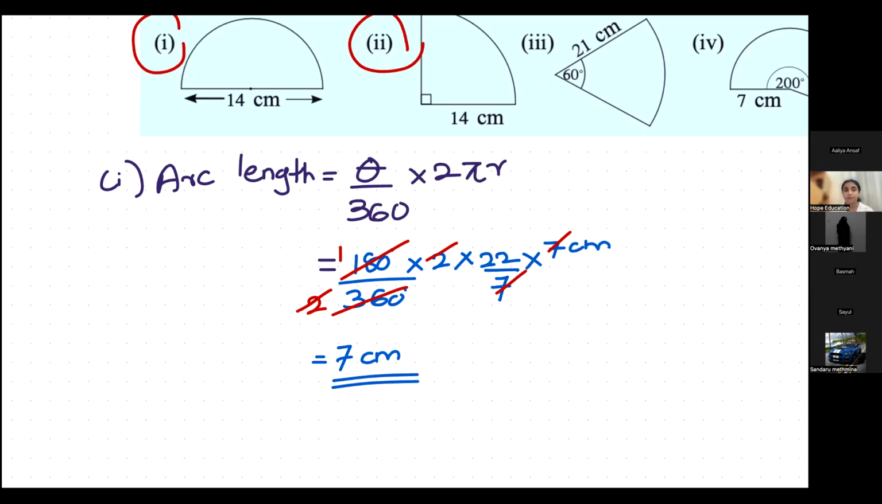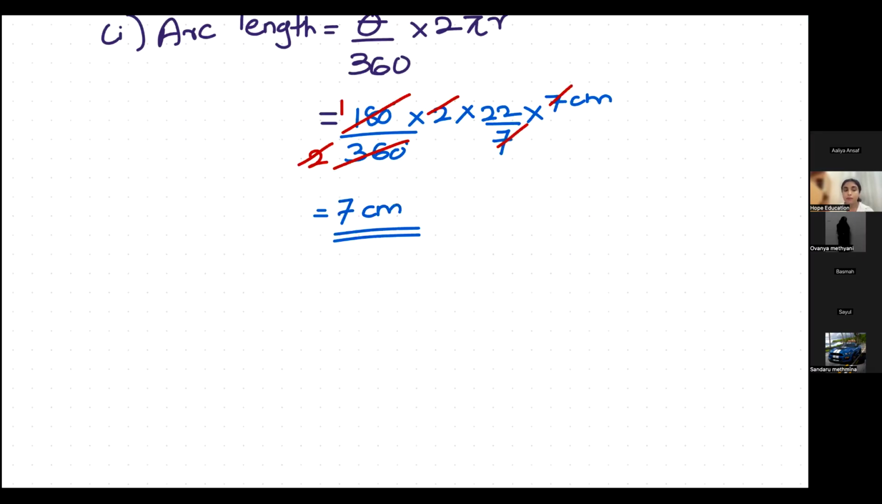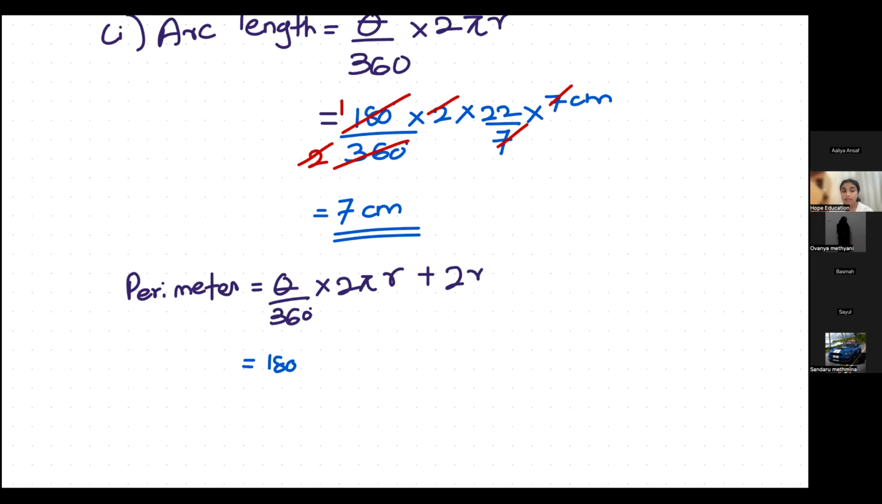ඒක හරියට දාගන්න. Perimeter හොයපු කට්ටියට මම perimeter හදලා පෙන්නන්නම්. Perimeter වල මොකද කරන්නේ? අපි arc length එකම හොයලා, theta over 360 multiplied by 2 pi r, ඒකට අපි add කරනවා 2r, දෙපැත්තේ තියෙන radius දෙක. So here theta is 180, then divided by 360 multiplied by 2 multiplied by pi, which is 22 over 7.